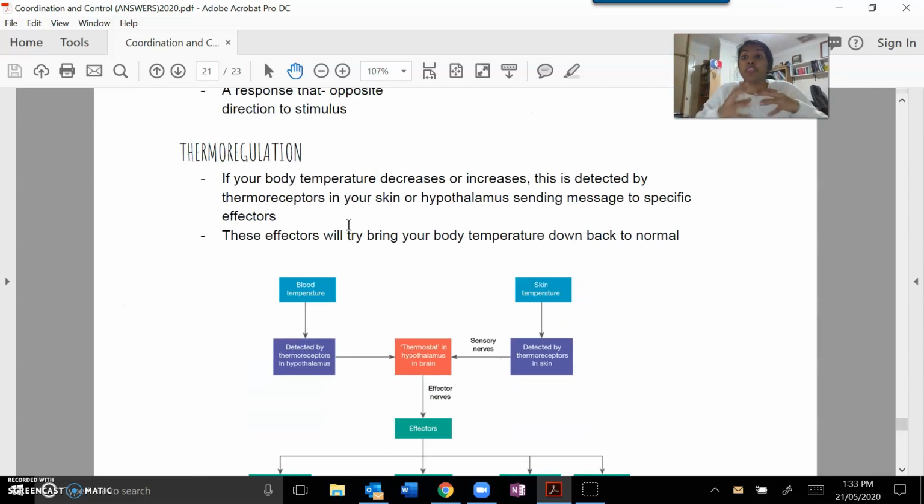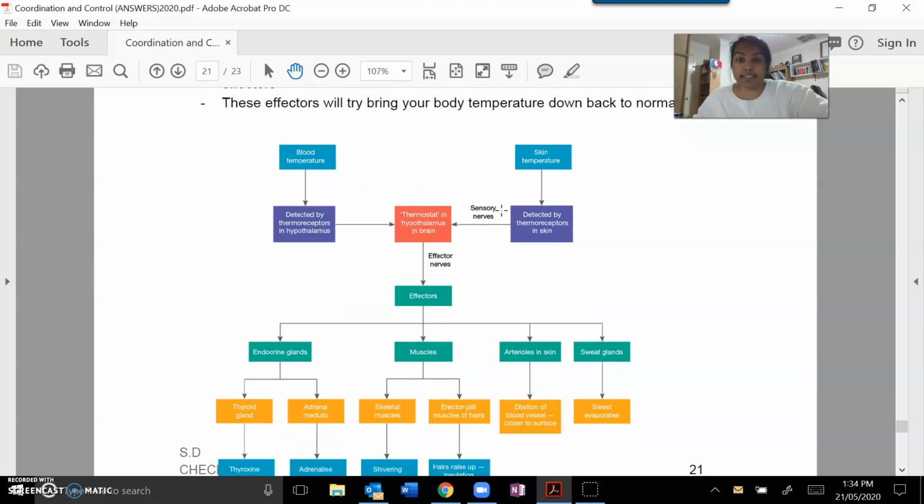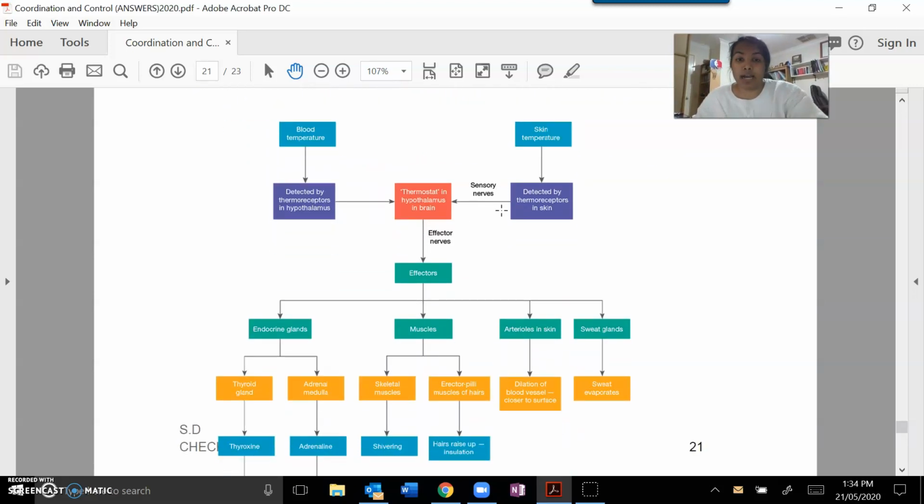This is thermoregulation. So thermo means temperature. Maybe you've heard of thermostat and things like that. So if your body temperature decreases or increases, this is detected by thermoreceptors in your skin. Remember, there are receptors in your skin that will detect the different temperatures around you. As soon as it's detected, it's going to send a message to this part in your brain called the hypothalamus, and it's going to be like, mate, we're in a cold temperature. We need to do something about it. So this is an example. This is very important for you to know.